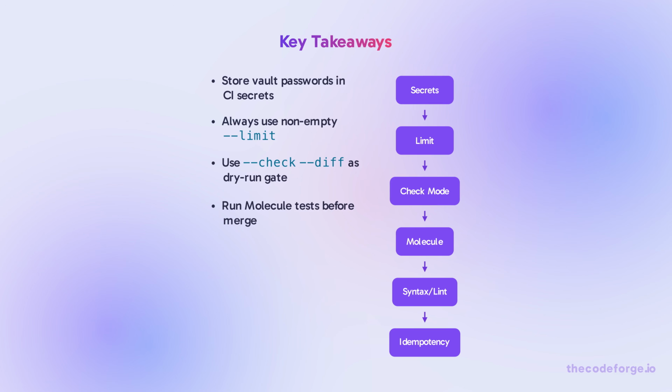To recap, always store vault passwords in CI secrets, never run without a non-empty limit, use check diff as a gate, run Molecule tests, add syntax and lint checks early, and test idempotency.